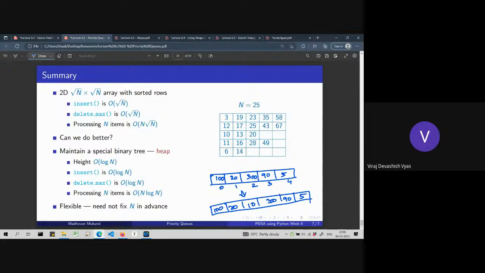O(1). Why order 1? It's O(n) in a list, but in an array, it will take O(1). Why? Because inside an array, it can easily go to that index.